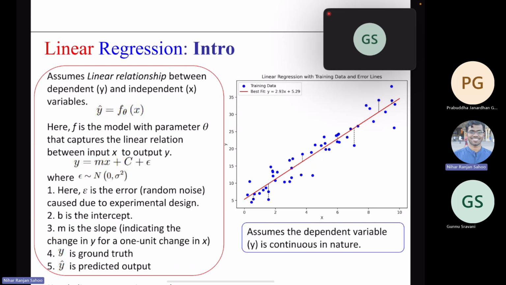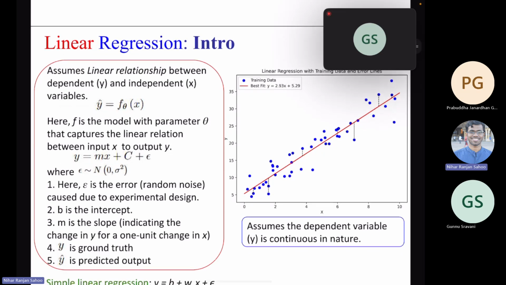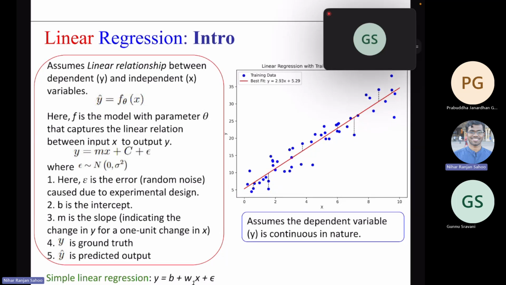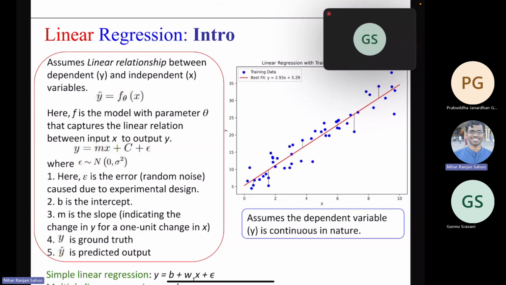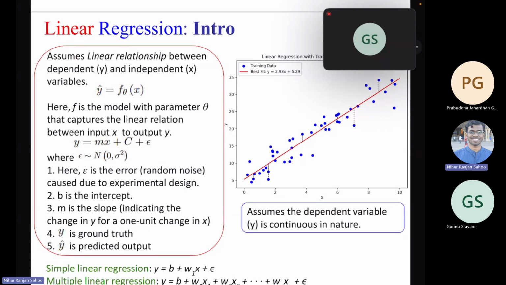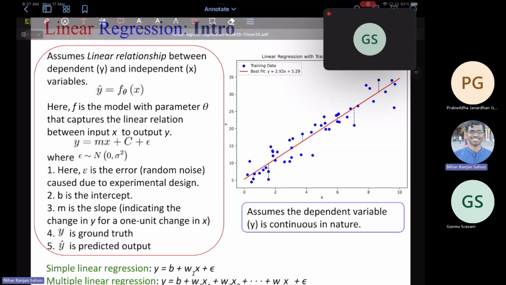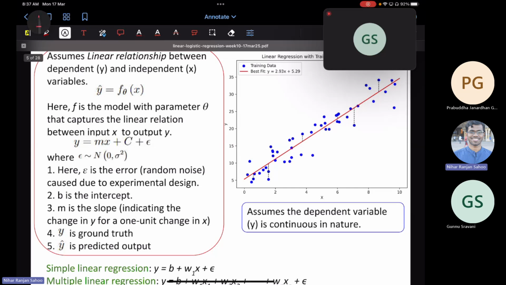So given dependent variable Y and independent variable X, linear regression assumes there is a linear relationship between X and Y. This F represents the model here, theta is the model parameter, and this F will be a linear model. This we know from our elementary mathematics, and we discussed it in the SVM class also: Y equals mx plus c. But there is something extra to it. It's not only Y equals mx plus c. There is a parameter called epsilon. That's the error.